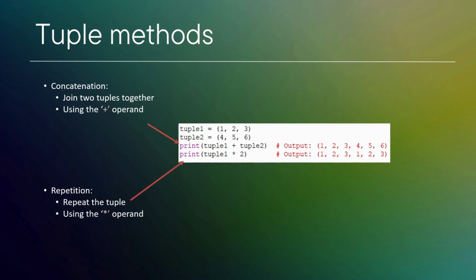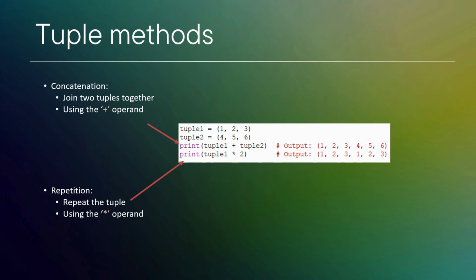And for repetition, you want to repeat the values of the tuple multiple times. So you multiply it by a particular number, like 2 times or 3 times. Now the output returned by these two is a new value. It does not change the existing tuple. For example, print tuple1 plus tuple2 does not update tuple1 or tuple2, it returns a new tuple to us. Similarly for repetition.